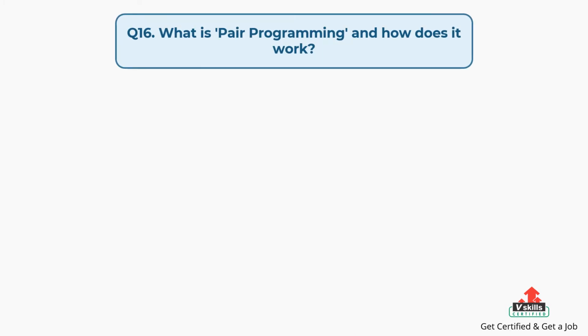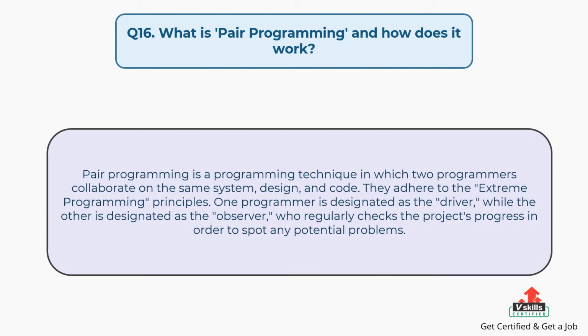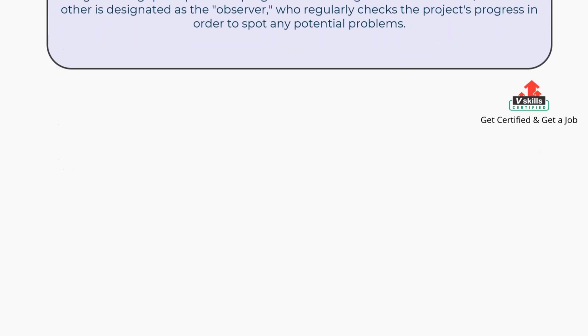Question number 16. What is pair programming and how does it work? The answer is: Pair programming is a programming technique in which two programmers collaborate on the same system, design, and code. They adhere to the extreme programming principles. One programmer is designated as the driver, while the other is designated as the observer, who regularly checks the project's progress in order to spot any potential problems.